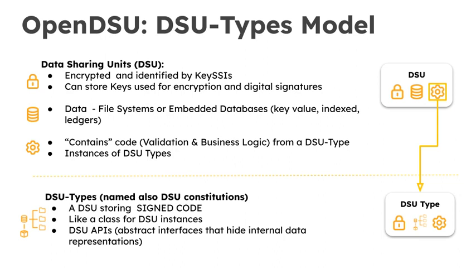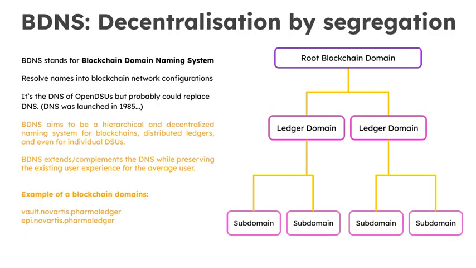However, as adoption increases, we believe new perspectives on the fundamental concept of DSUs, and additionally the idea of DSU types, will emerge. Besides the DSU and KeySSI concepts, which we'll delve into shortly, let's begin with understanding BDNS, which stands for Blockchain Domain Naming System. The main function of BDNS is to convert meaningful human names into configurations for blockchain networks. In simple terms, just as DNS maps domain names to IP addresses, BDNS maps blockchain names to configurations.